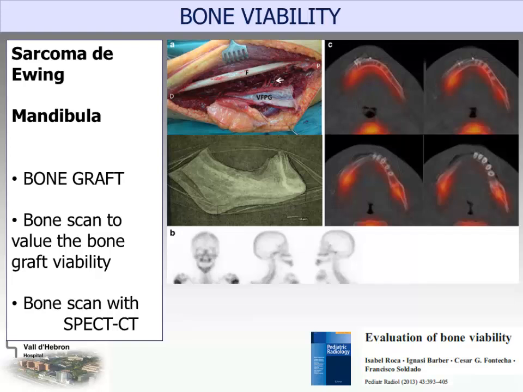And after Ewing sarcoma of the mandible, sometimes after the chemotherapy they also put a bone graft in place, and they also ask us about the bone graft viability of this new mandible. And here on the SPECT CT images, you can see on the left part the own mandible with the teeth, and on the right part the bone graft, and the bone graft is completely viable with bone uptake.